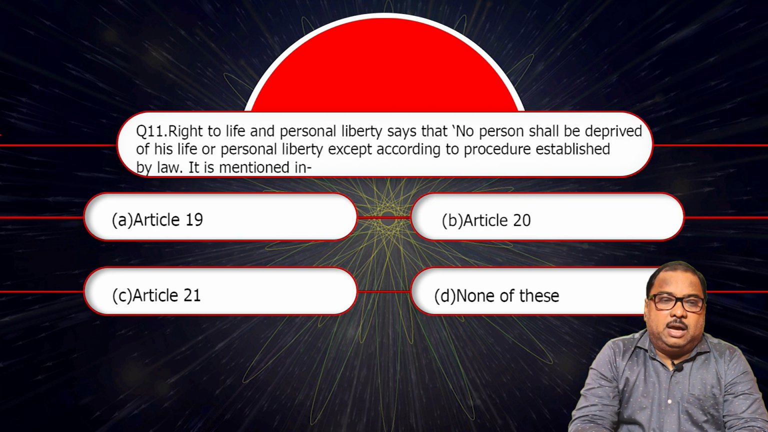Next question. Right to life and personal liberty says that no person shall be deprived of his life or personal liberty except according to procedure established by law. It is mentioned in option A, Article 19, option B, Article 20, option C, Article 21, option D, none of this. This right is a very important right and you should know the answer. Your time starts now.